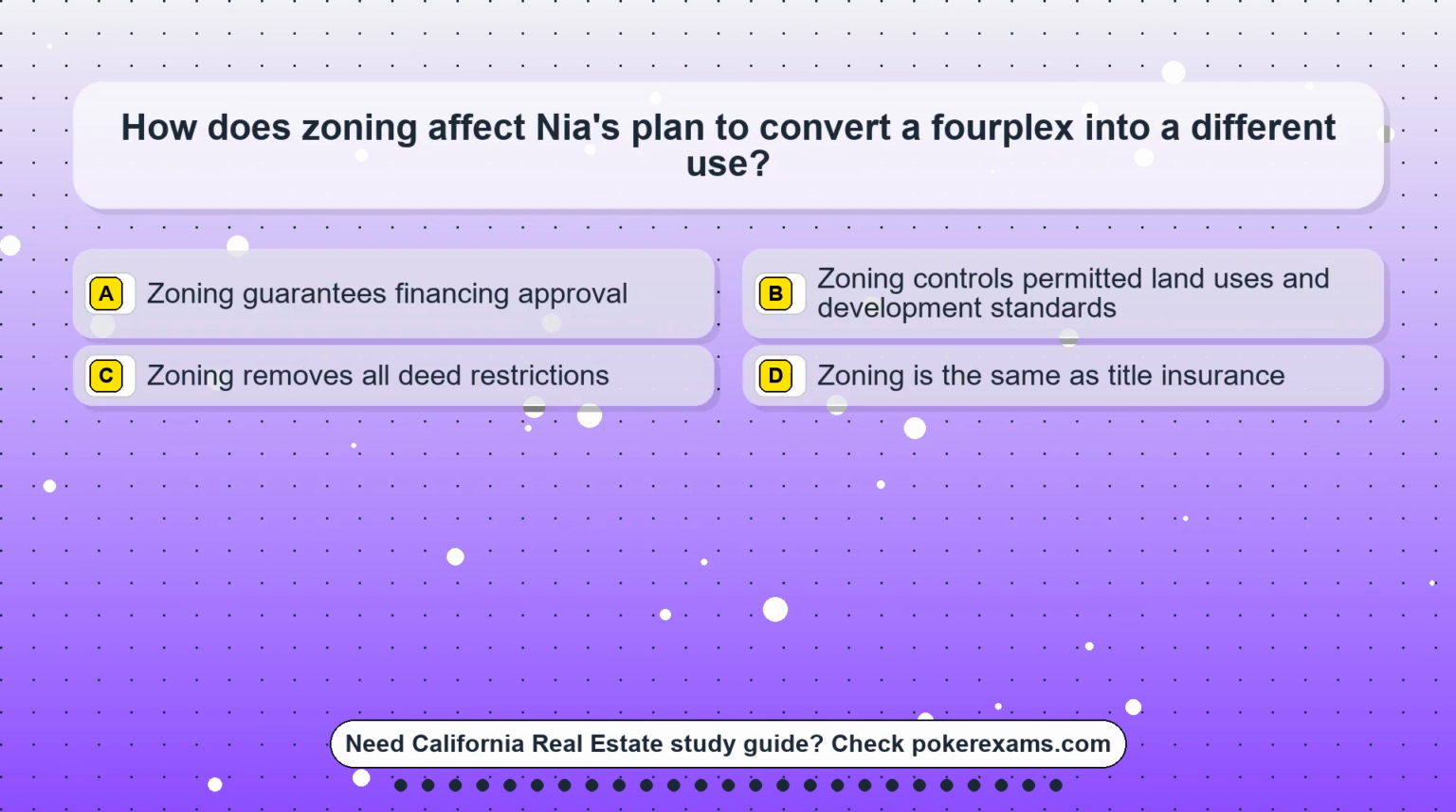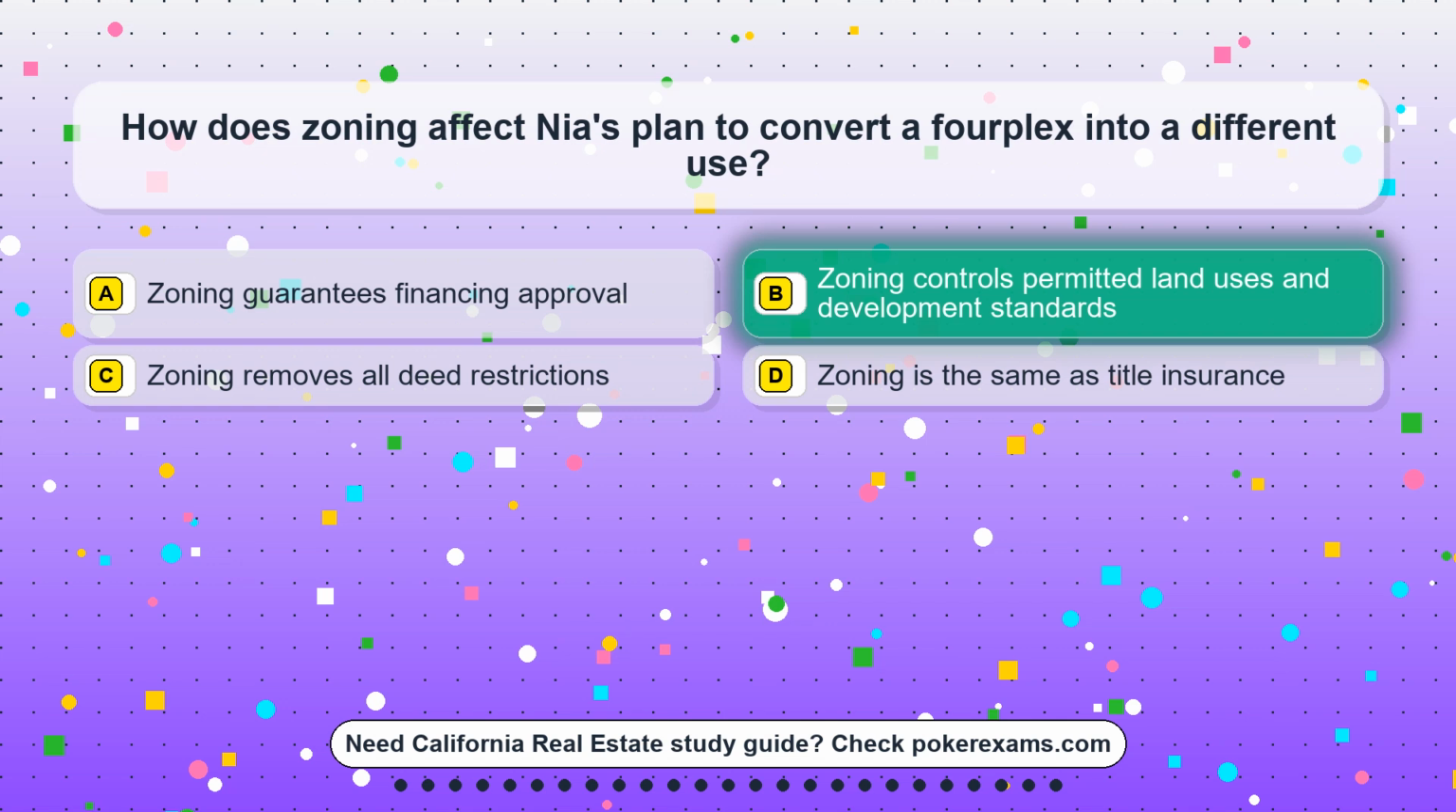Question 15. How does zoning affect Nia's plan to convert a fourplex into a different use? Option A, zoning guarantees financing approval. Option B, zoning controls permitted land uses and development standards. Option C, zoning removes all deed restrictions. Option D, zoning is the same as title insurance.